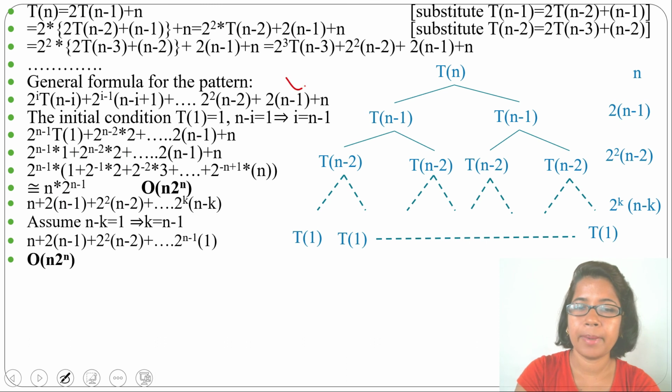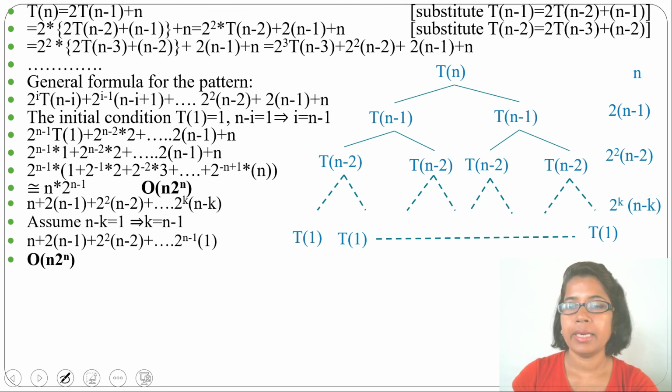Whether you solve by backward substitution or recursion tree method, you will get the same answer. Running time is big O of n 2 power n. In next lecture, I will analyze some more recurrence relations.